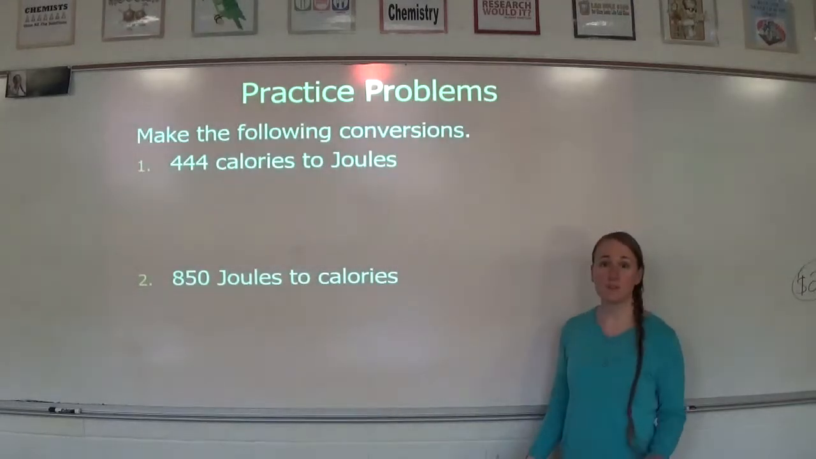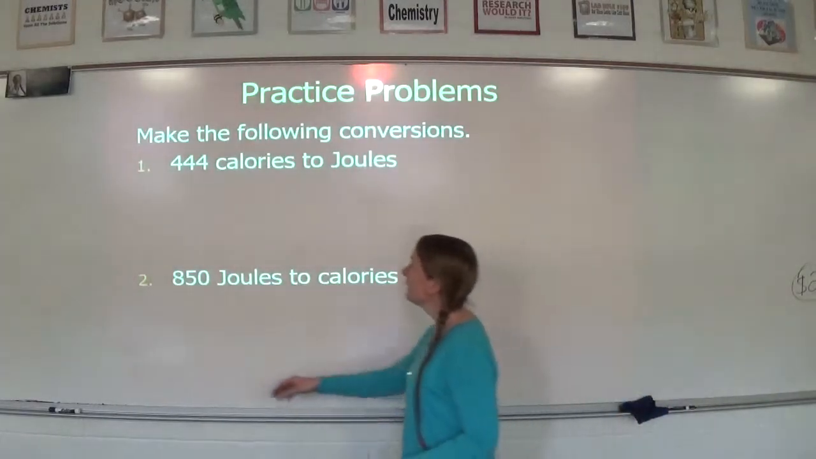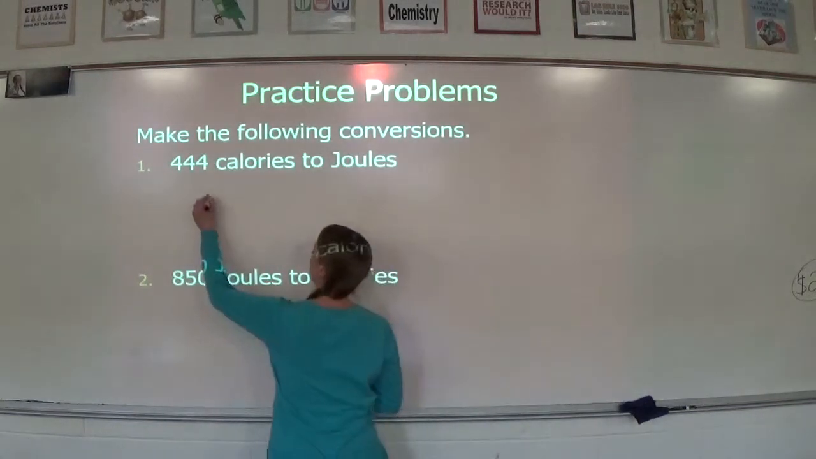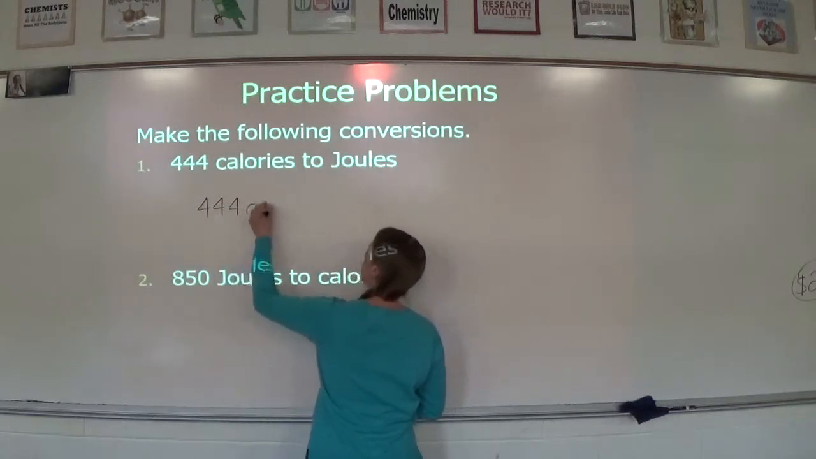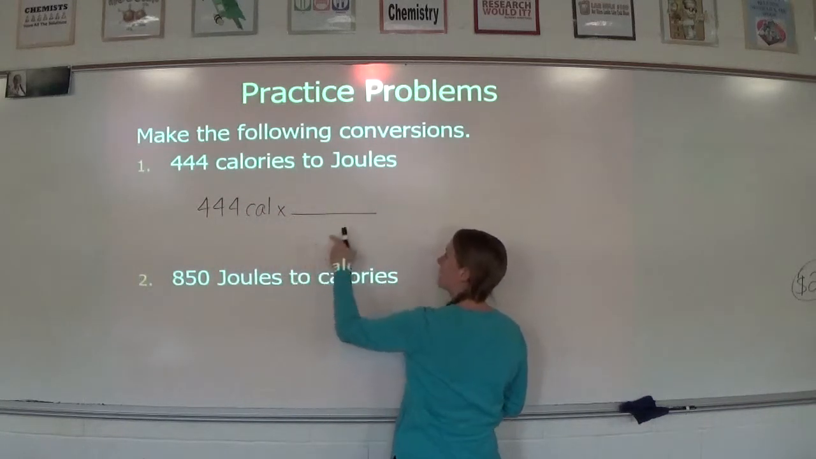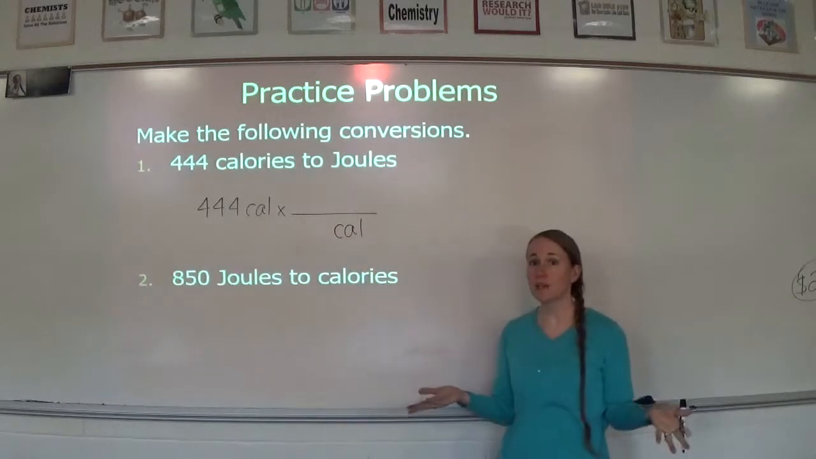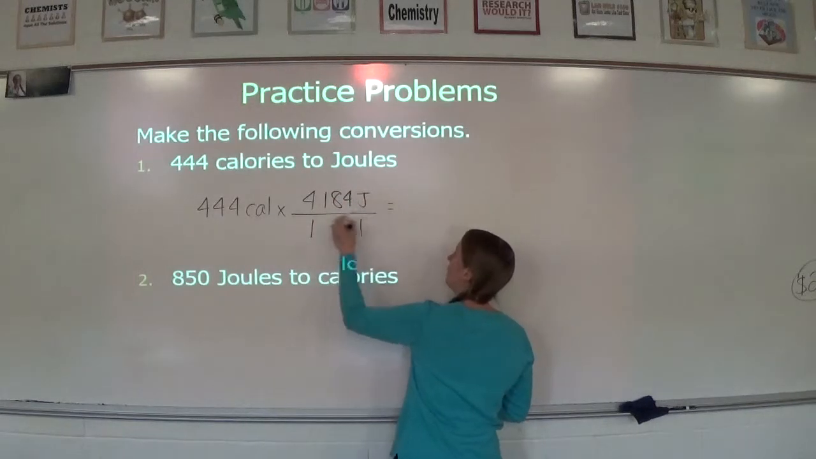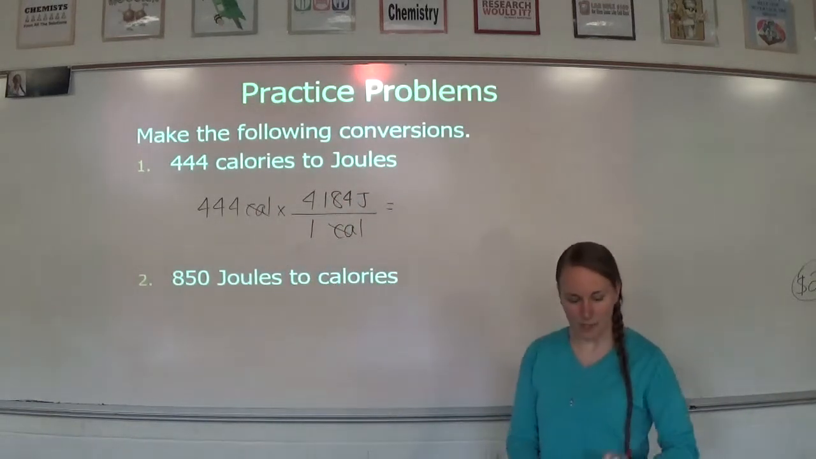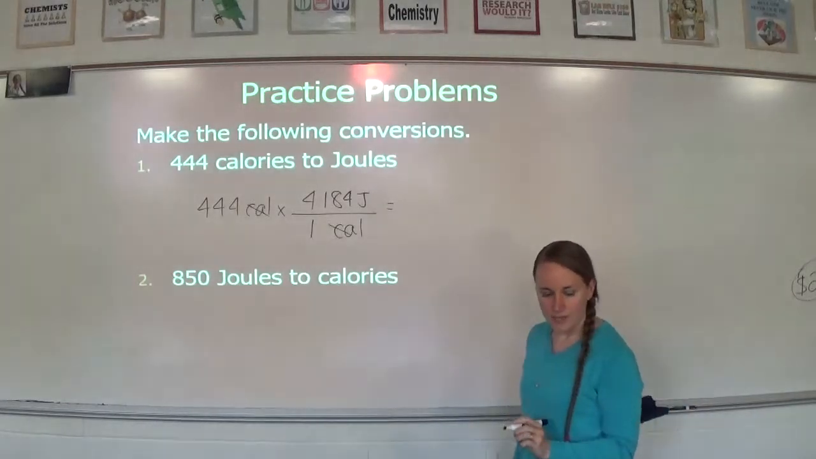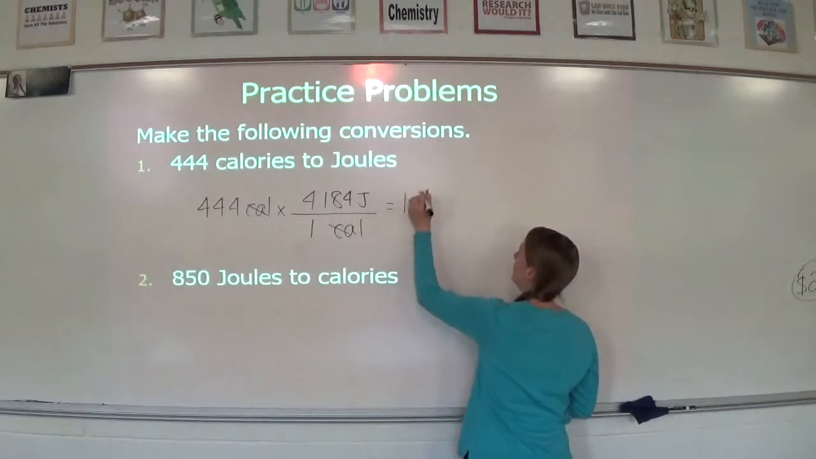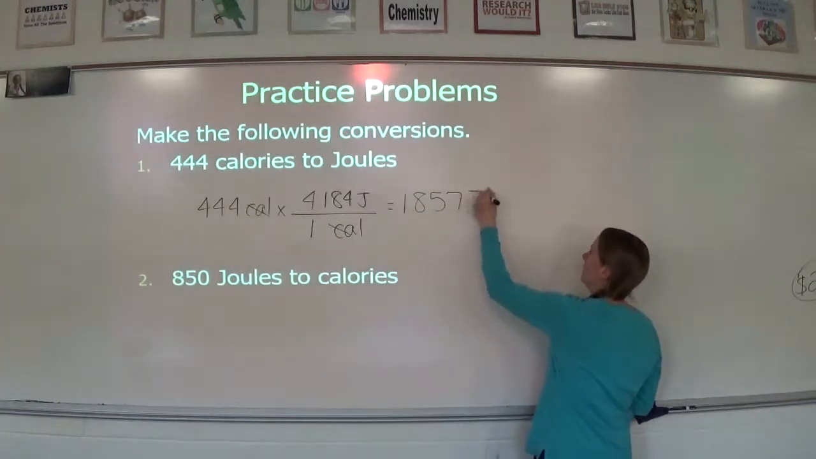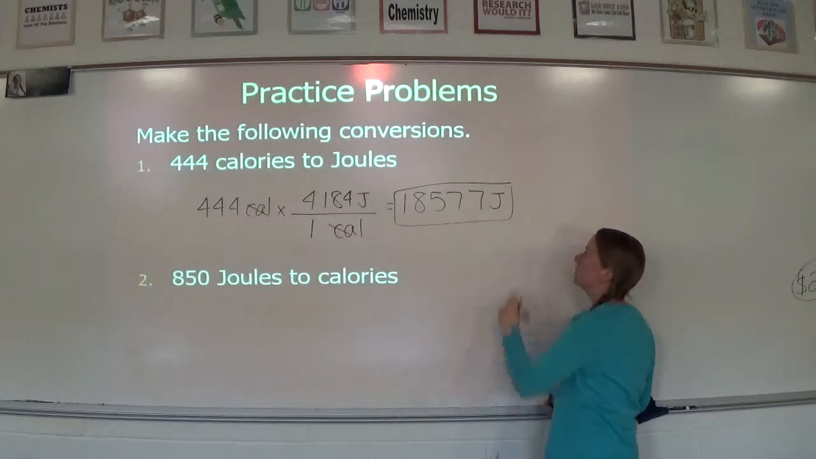So let's look at how to make these conversions. All right, so we'll look at the first one together. So it says we have 444 calories to joules. So I start with my 444 calories. And golden rule says, of course, calories has to go on bottom. So I think about my conversion factor. 1 calorie equals 4.184 joules. Those calories cancel, and so then when I multiply, I got 1,857.7 joules.